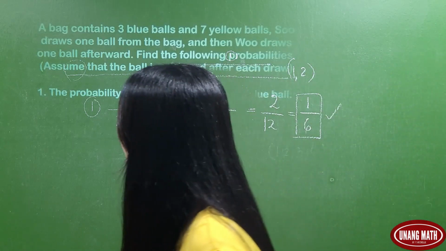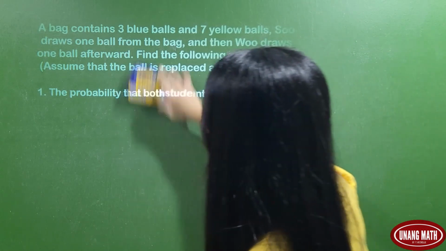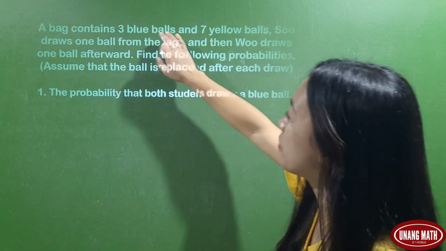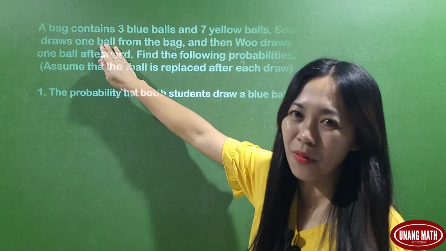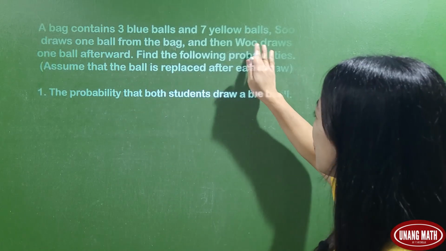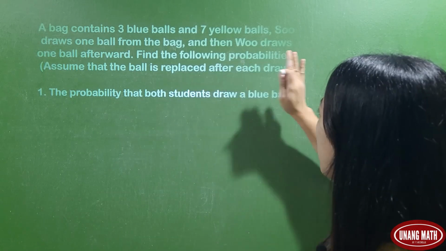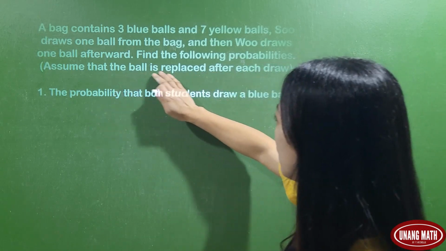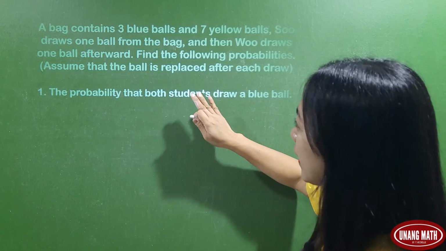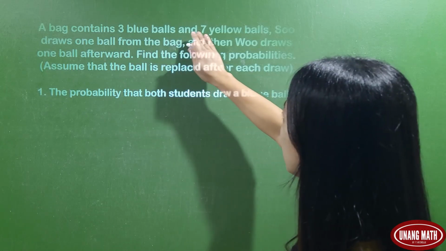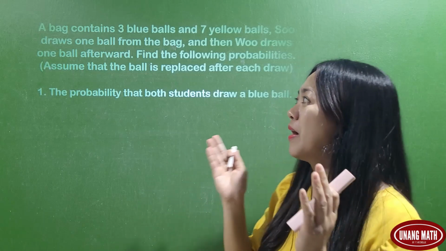Okay, this time, let's answer these simple questions. A bag contains 3 blue balls and 7 yellow balls. Sue draws 1 ball from the bag and then U draws 1 ball afterward. Find the following probabilities. Assume that the ball is replaced after each draw. Okay, so 3 blue balls, 7 yellow balls. So 3 plus 7, that means a total of 10 balls.